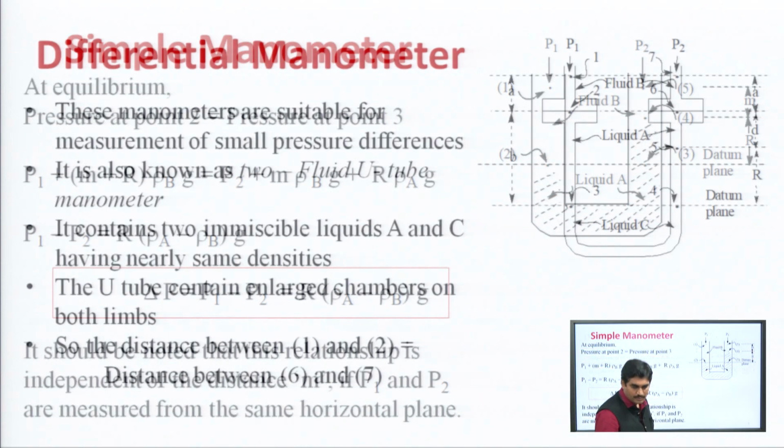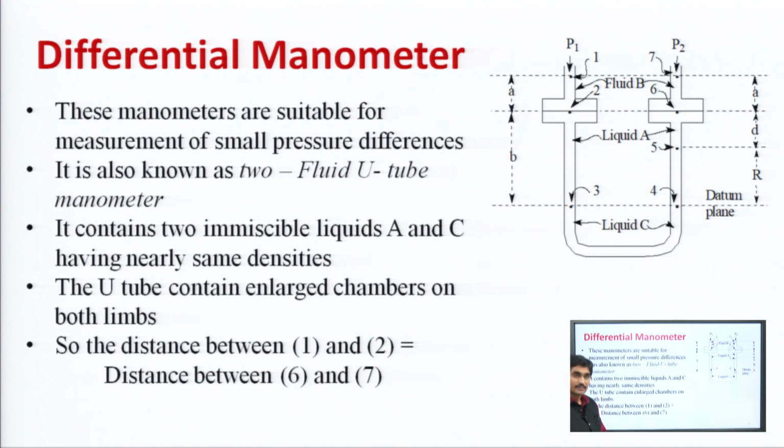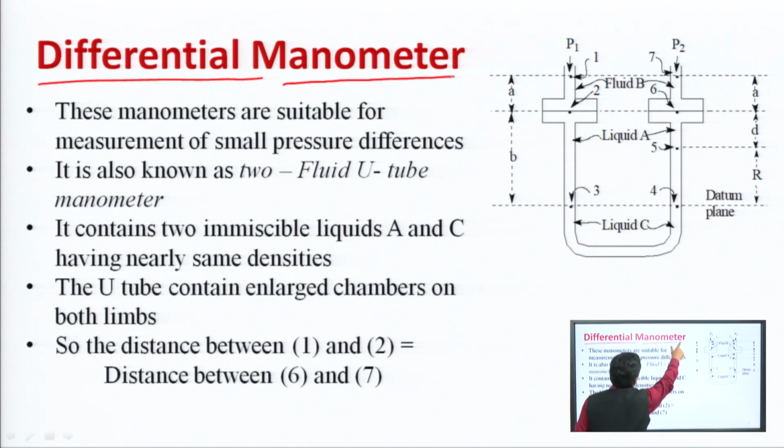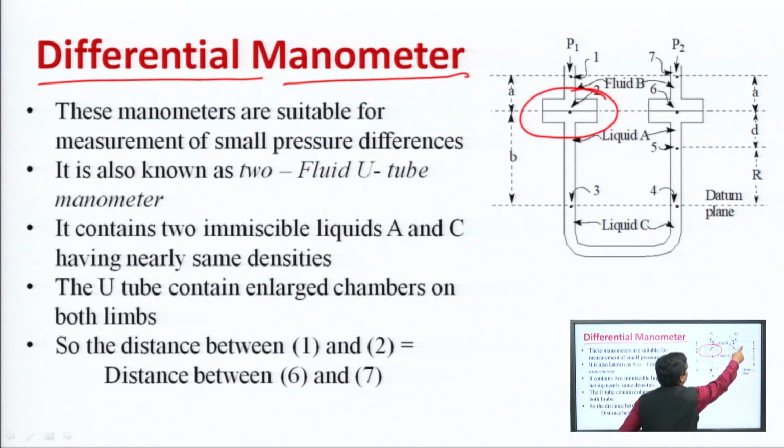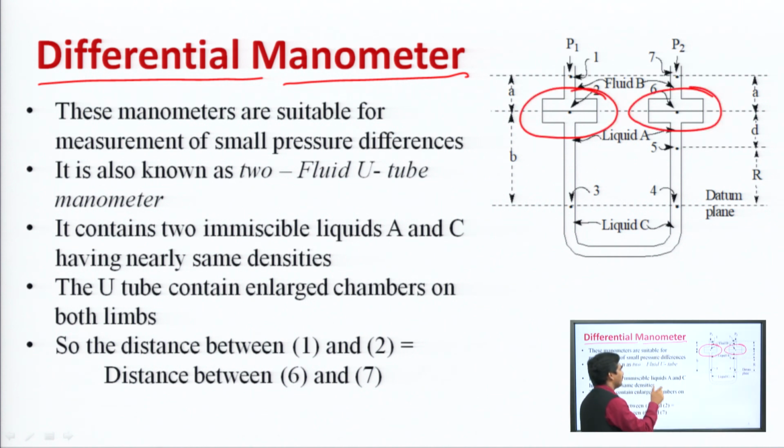Now, let us move on to the second type of manometer, that is the differential manometer. If you see the diagram, it is also a U-tube manometer, similar to the simple manometer, but there is a slight change in this case. There is an enlarged area in both limbs of the U-tube. That means it contains enlarged chambers on both limbs.